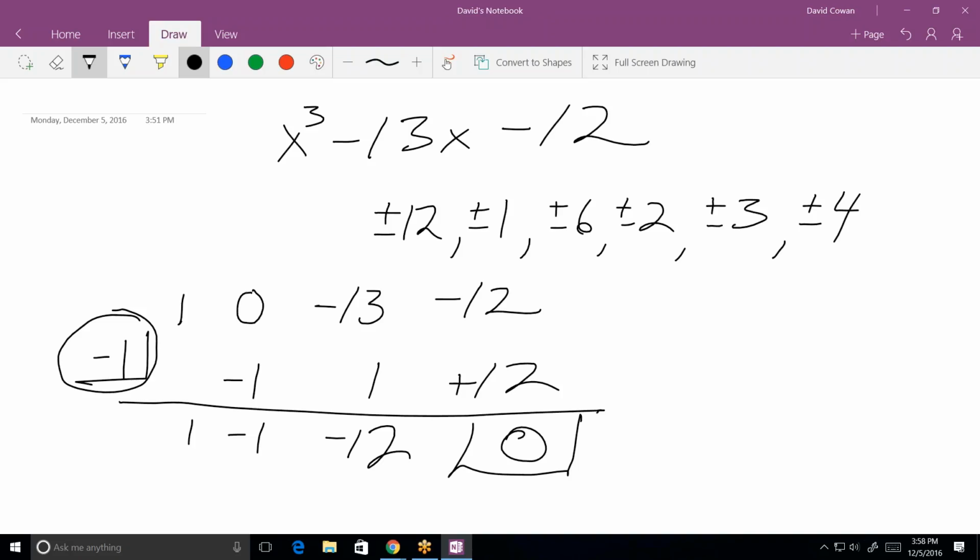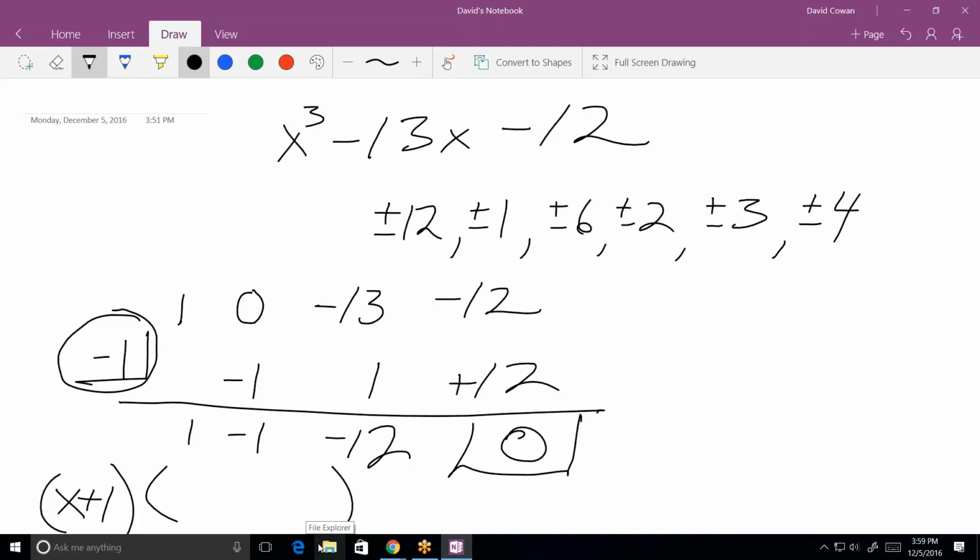In other words, if you looked at a graph of this, it would cross the x-axis at minus 1. So that tells us one of the linear factors. What is the linear factor if minus 1 is a 0? X plus 1. What's the remaining factor? In other words, x plus 1 is one of the linear factors. This result we got tells you what the remaining quadratic is.